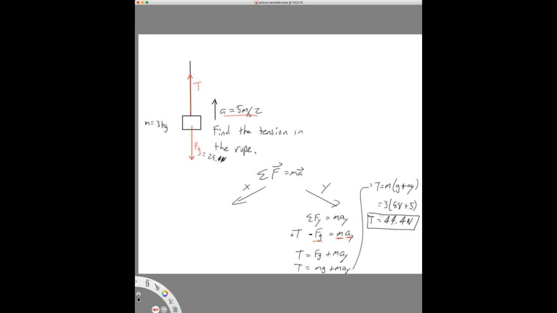All right, any questions about this problem? All right, let's do a similar problem, but let's make it a little more complicated.